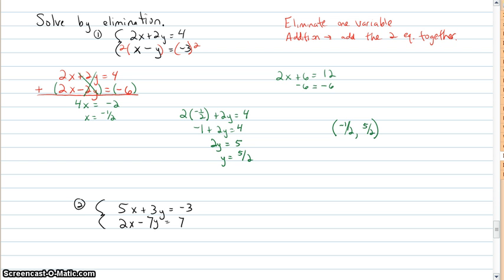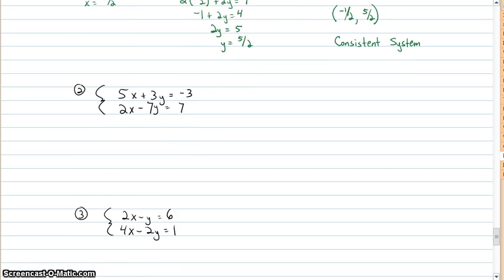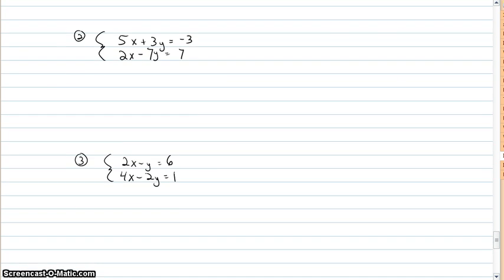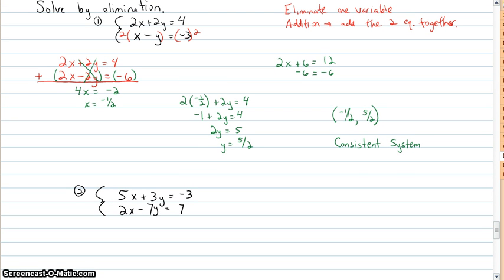Because this system has one solution, one point where they intersect, it is called a consistent system. It has one solution. Moving on to something a little more complicated. Now I have 5x plus 3y equals negative 3 and 2x minus 7y equals 7. Now in my first system, I was able to multiply one equation by 2 in order to focus on the y's and get those to drop out. In this case, I can't really do that.